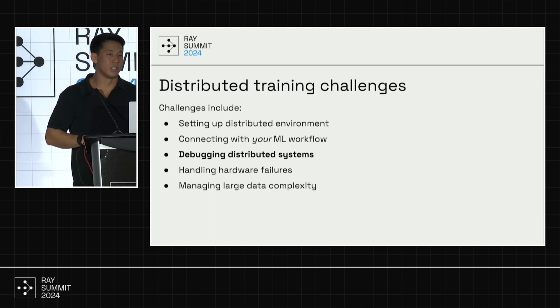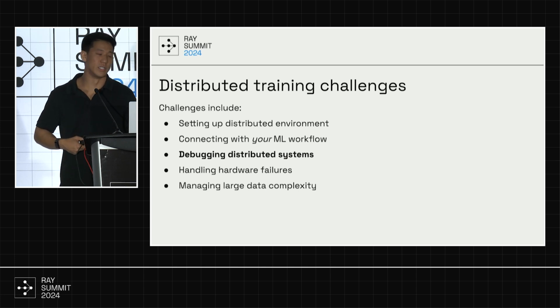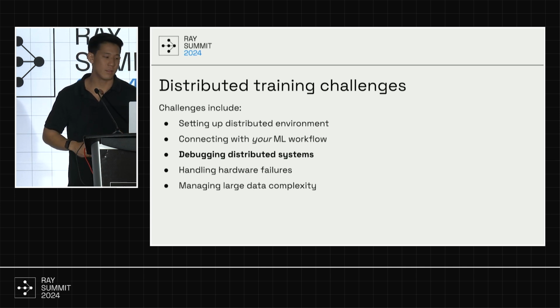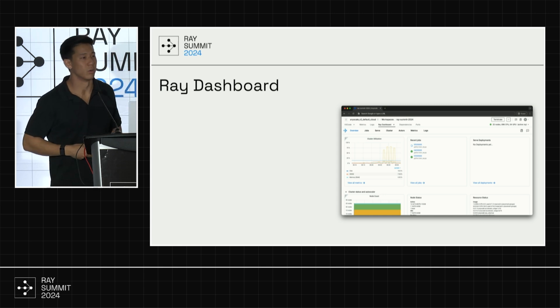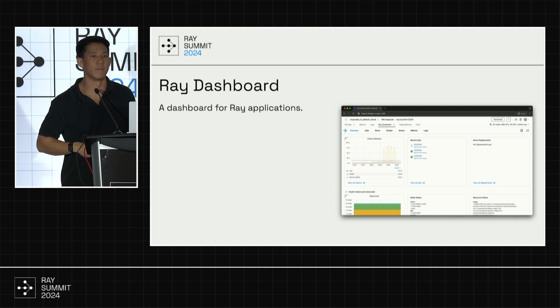The third challenge that we'll dive into now is a challenge that comes when scaling up to multiple instances, which is how do I debug a distributed system in the first place? Luckily, RayTrain comes with a built-in Ray dashboard. The Ray dashboard is a dashboard that's meant for debugging all your favorite Ray applications. It comes with a variety of functionality that makes distributed computing a lot easier to deal with.